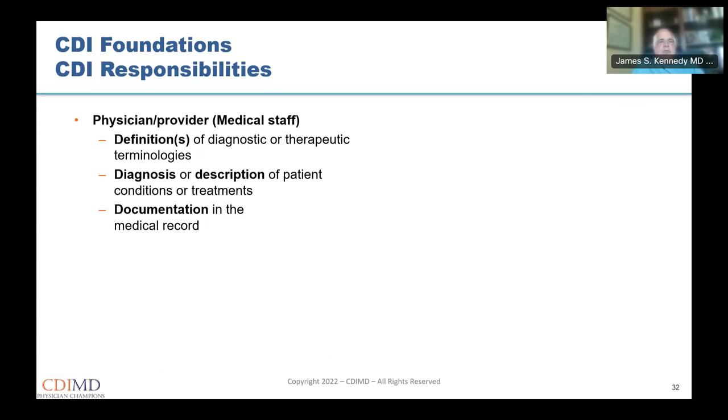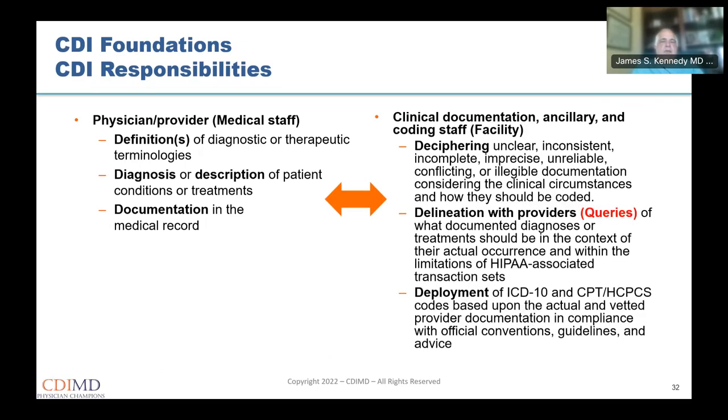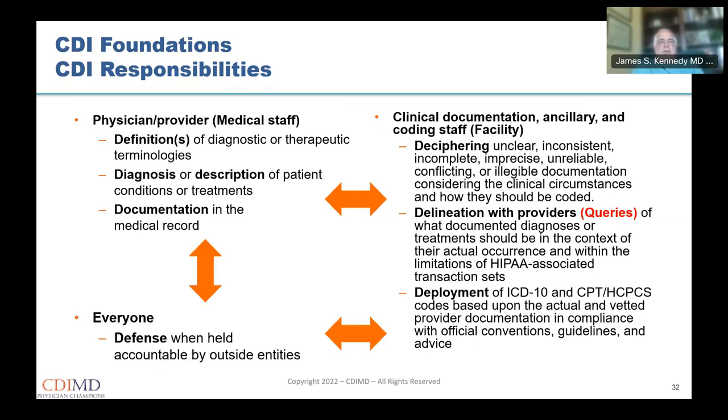And it's our job to work with them to get that in the record, which means that we as CDIs and or coders have to be able to decipher the record. We have to recognize unclear, inconsistent, incomplete, imprecise documentation and their circumstances and how they would be coded, delineate these circumstances with providers, typically through a query process, or perhaps with electronic medical record redesign and such. What documented diagnoses or treatment should be used in the context of their actual occurrence, deploy the codes based upon the coding conventions, and then at the end of the day, both the doctor and the CDI and the coder have to defend whether or not the patient had the condition, how it was documented, how it was coded.